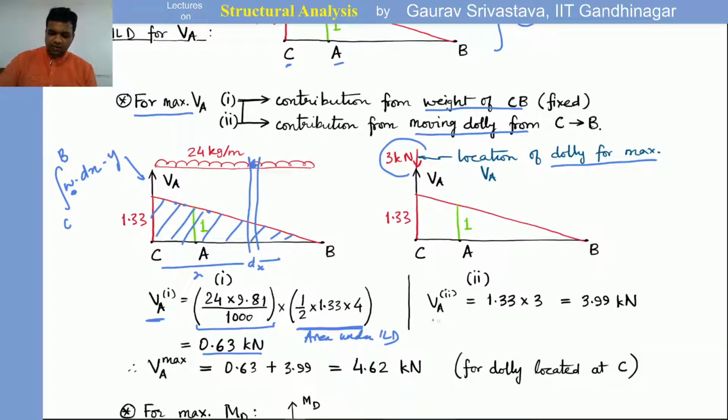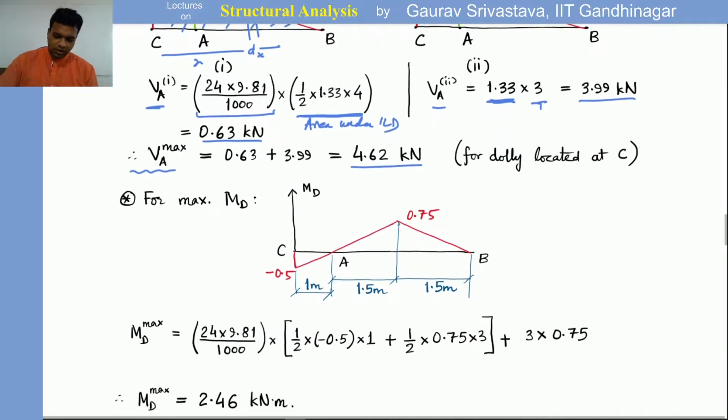So the maximum contribution from the dolly for the vertical reaction at A is going to be 1.33, which comes from the ILD, times 3 kilonewton, which is the load being applied. So that is 3.99. So the maximum reaction at A is going to be the contribution of both of them combined. Right? So that comes out to 4.62 kilonewtons.